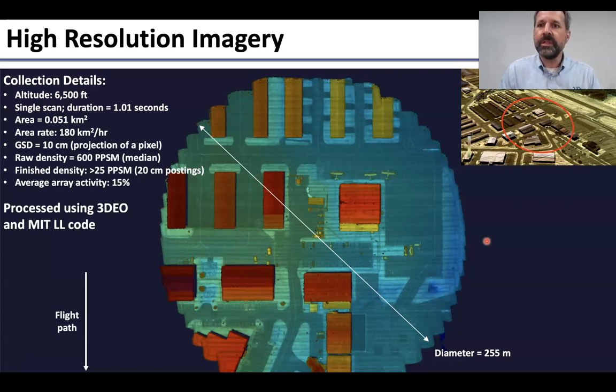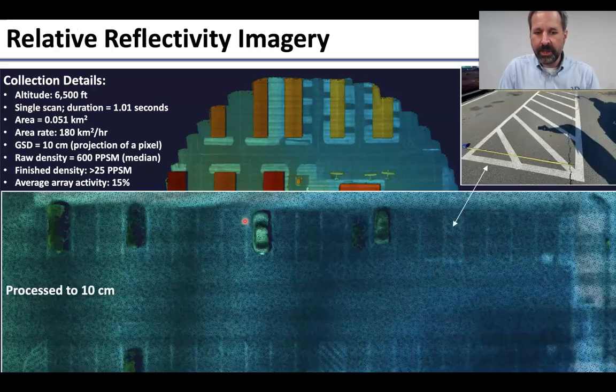At that kind of revisit rate, it's kind of fun to think about how you could see movers moving throughout this scene. You basically make a movie with one update per second. The imagery here in this picture is processed to 25 points per square meter, 20 centimeter post spacings. But we can also process the exact same data differently. So let's zoom in on this parking lot, and what you see here, we processed it to 10 centimeters. So it's the exact same data, it's just our binning is a little different.